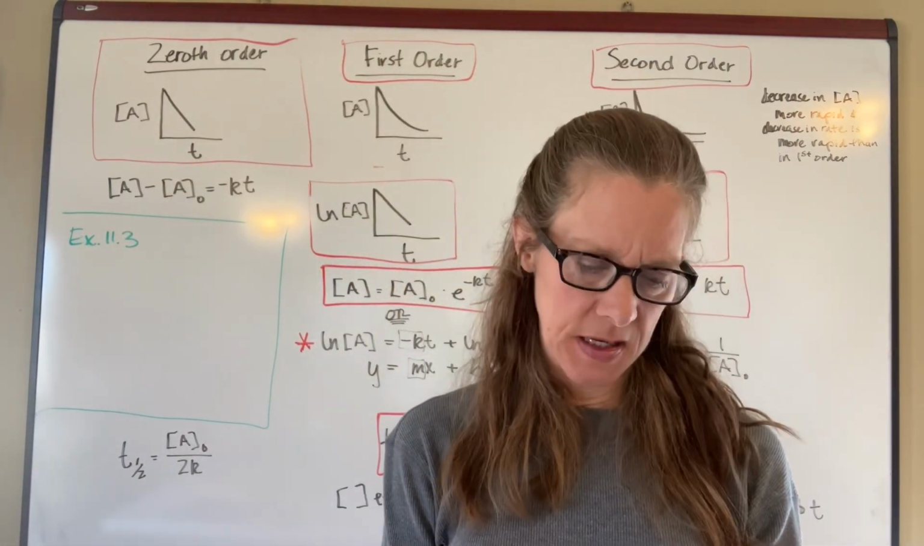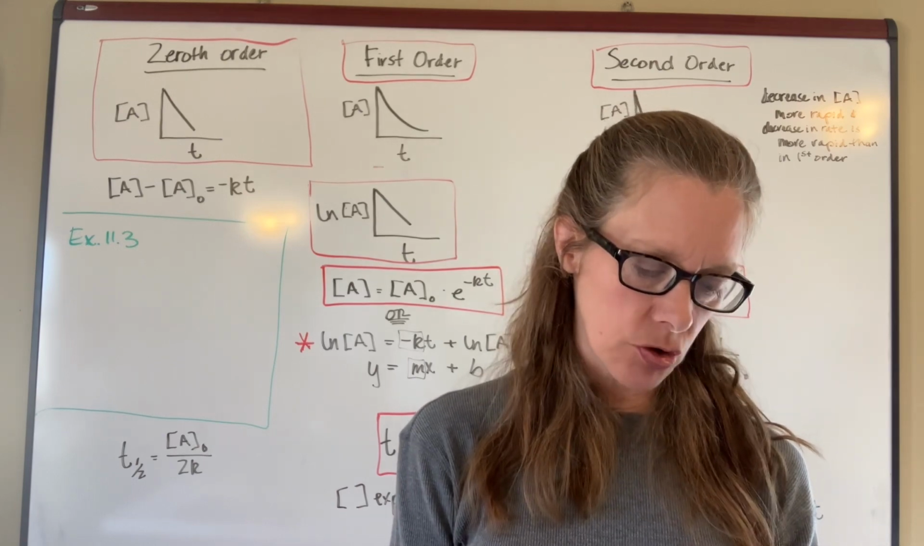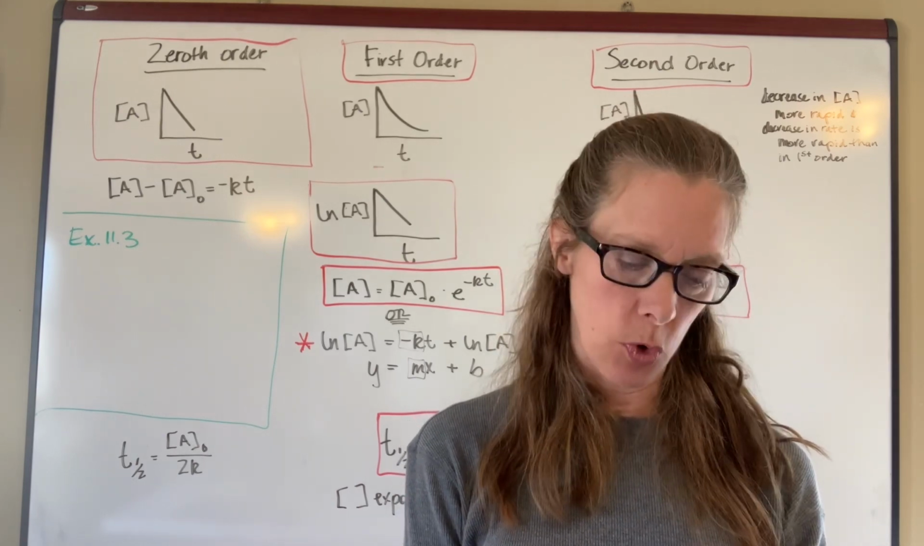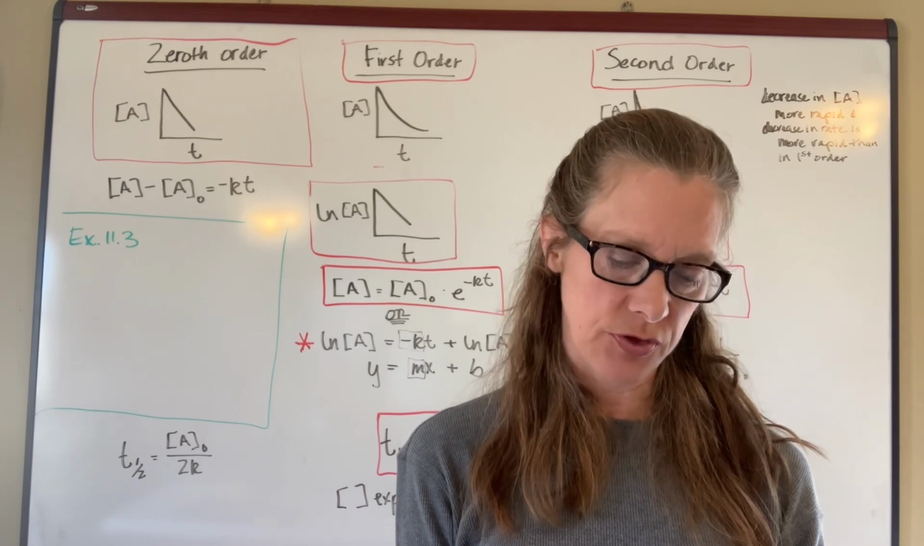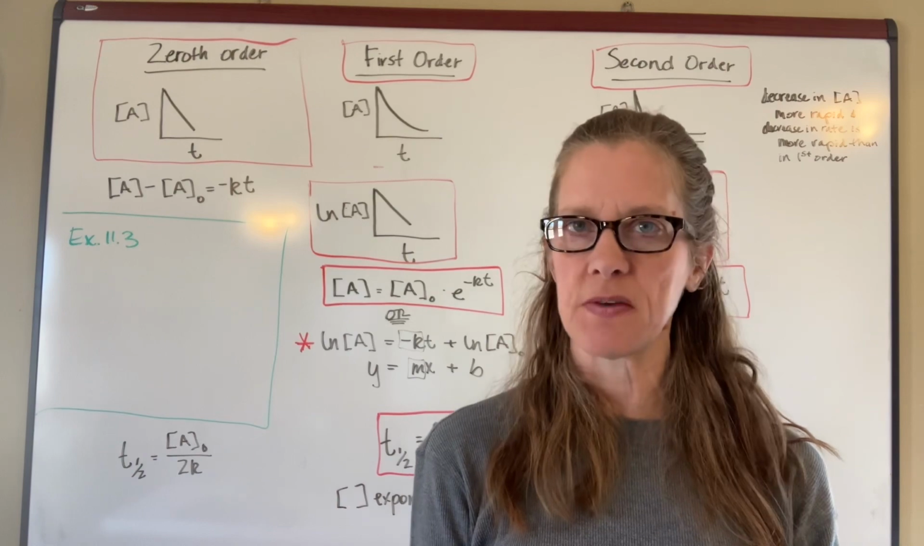The catalyzed decomposition of hydrogen peroxide is a first order reaction. The initial concentration of hydrogen peroxide is 1 molar and the rate constant is 0.0693 per second. What is the concentration of hydrogen peroxide 25 seconds later?